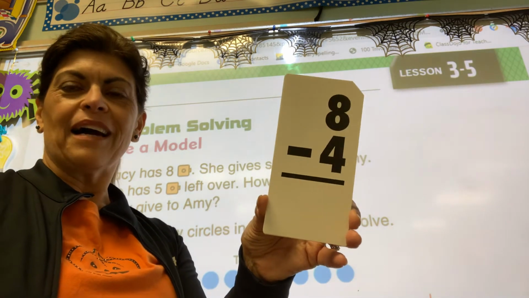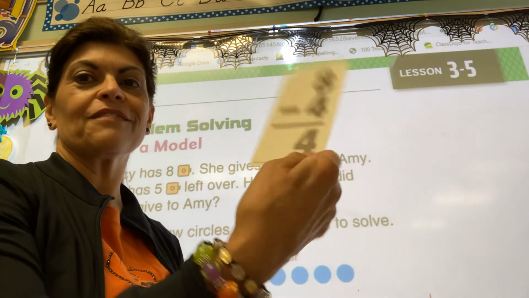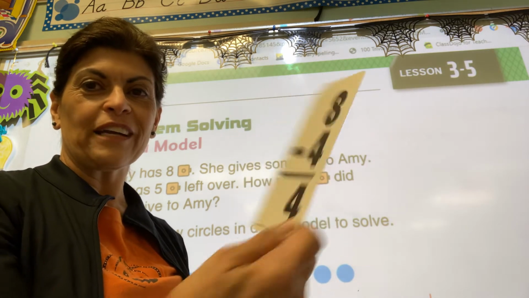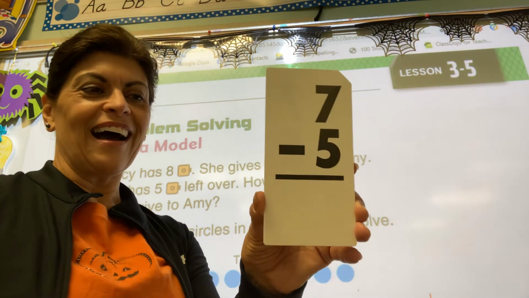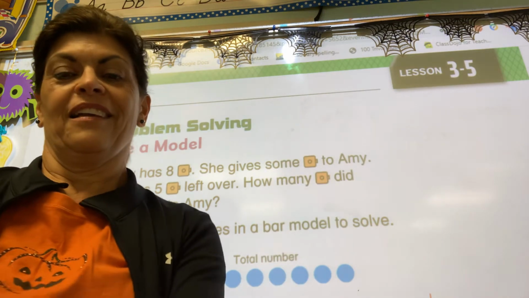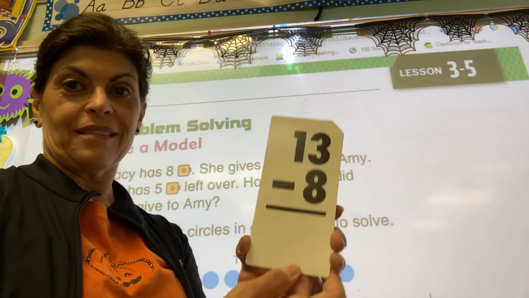What about 8 minus 4? Great. 8 minus 4 equals 4. 4 plus 4 is a doubles fact, isn't it? So 8 minus 4 equals 4. And the last one, 7 minus 5 is 2. Good job. Now, those are pretty easy. So now, here's a few hard ones.